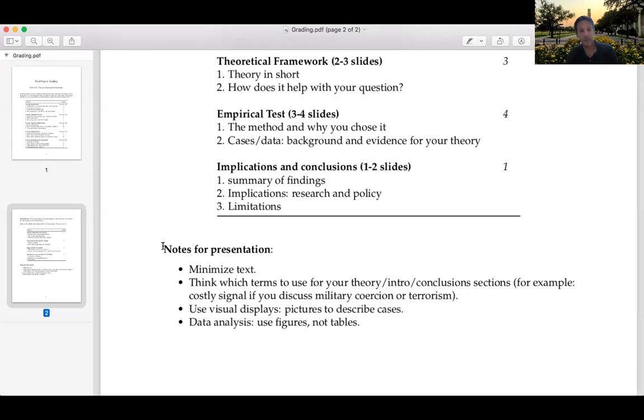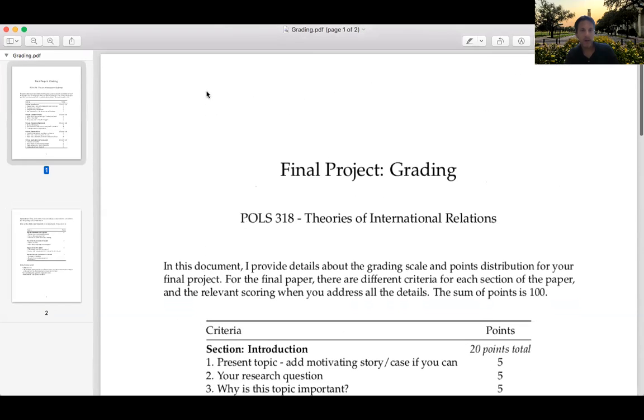So if you're talking about military coercion, or motivations for terrorism, then one of the terms you can use is costly signal. Of course, you have to provide some context, but when it comes to the presentation, using those kinds of terms is very, very important. All right? So if you have any questions about that, as always, you are more than welcome to come talk to me about this in office hours. And that's the second point I want to mention for today.